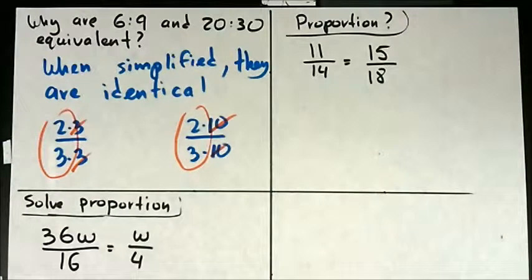Alright, next. It says, are those two a proportion? How can we find that out? Well, if you said cross multiply them, I would very much agree with you. Very much. Totally.